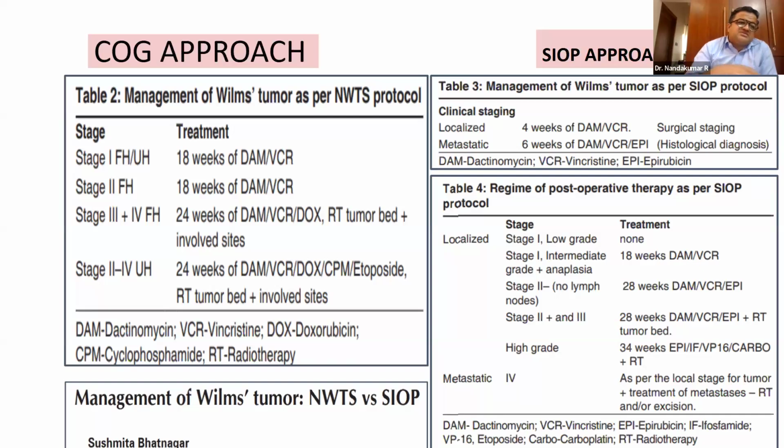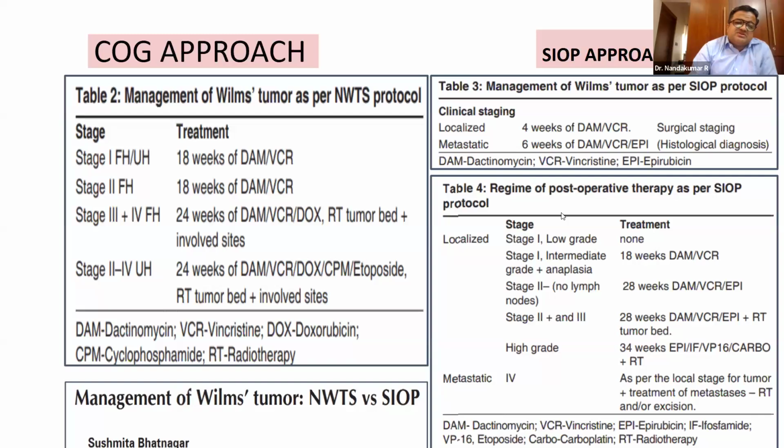you operate, or it is compressing the nearby structures like the spleen, the pancreas, the colon, wherein you can't really get a good surgical outcome. Or if you have a large intravascular thrombus extending from the IVC into the heart, etc., then in these conditions, they generally give chemotherapy followed by surgery. Otherwise, most of the time they manage with surgery upfront.